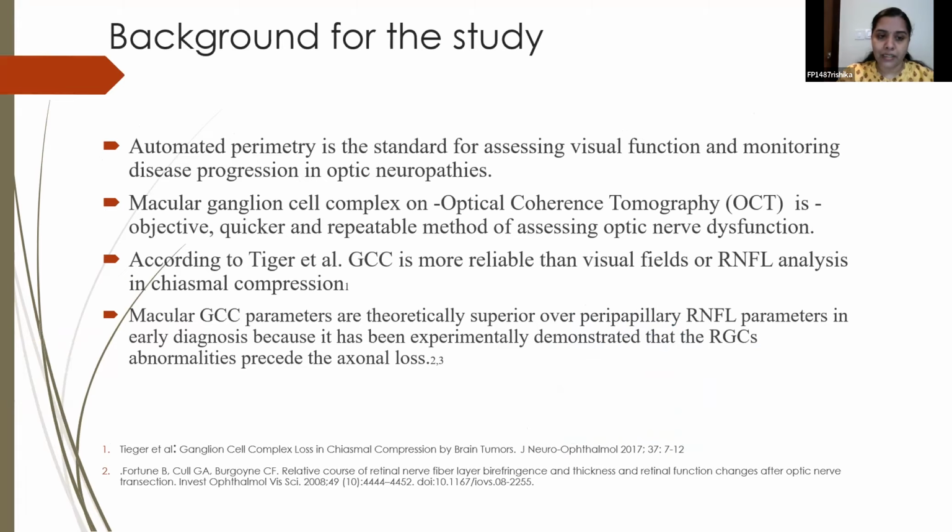According to papers like Dicker et al., GCC is more reliable than fields or even RNFL analysis in chiasmal compression. The macular GCC parameters are also theoretically superior even to peripapillary RNFL parameters in early diagnosis because it has been experimentally demonstrated that RGC anomalies precede the axonal loss. Hence, we decided to compare GCC with visual fields.